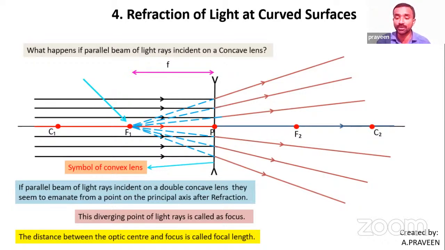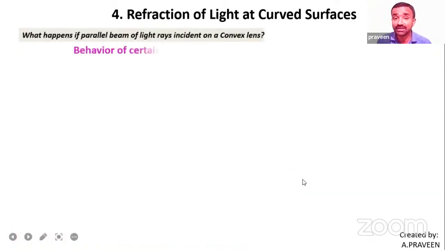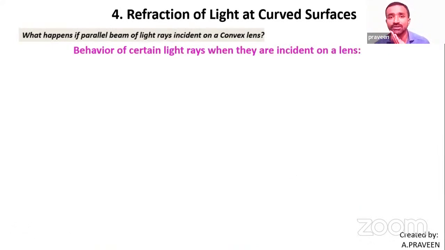The next topic is to discuss what happens if a parallel beam of light rays is incident on a double convex lens. You already observed that generally, but here we will decide the behavior of light rays. Simply we will draw it and observe, and I will discuss that with you in the next class.